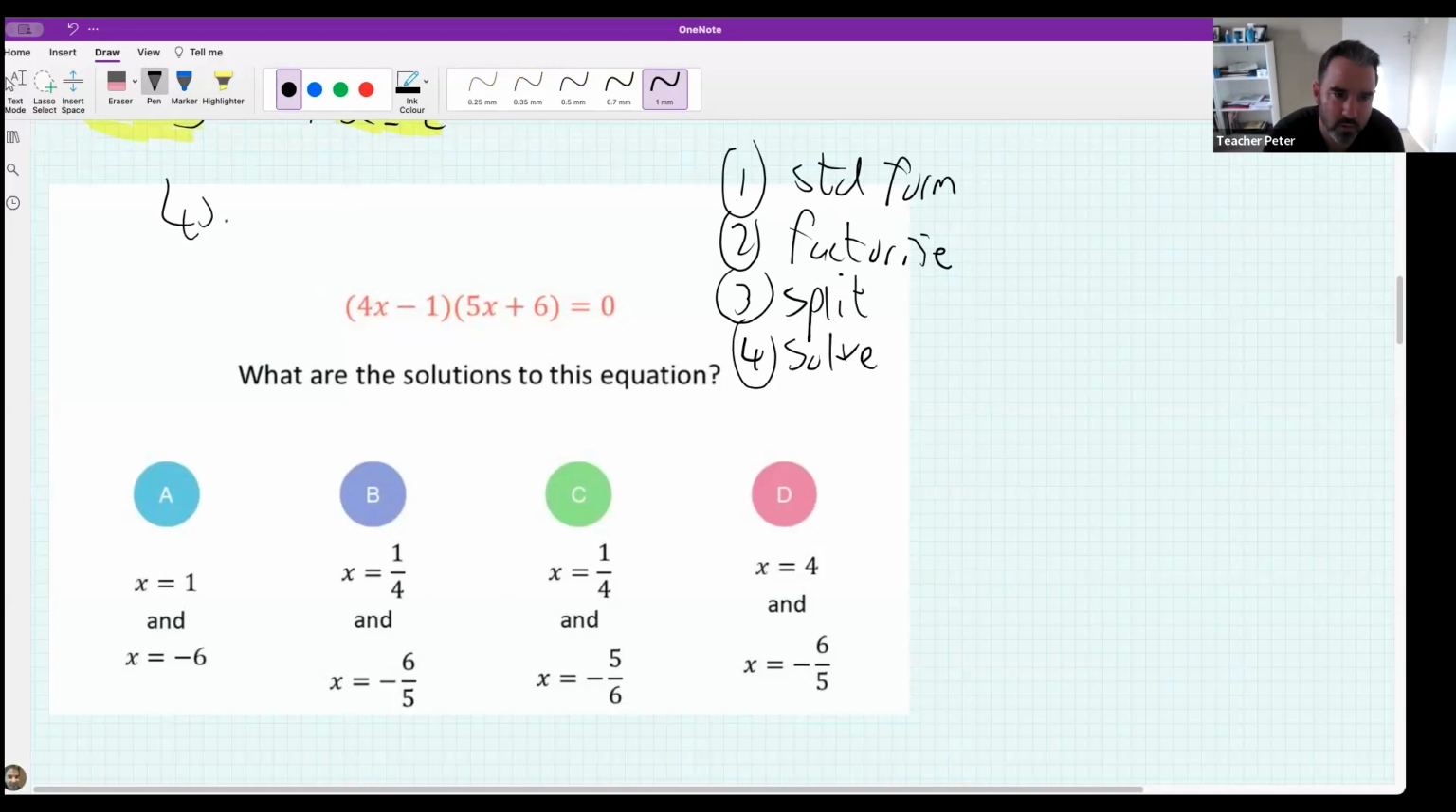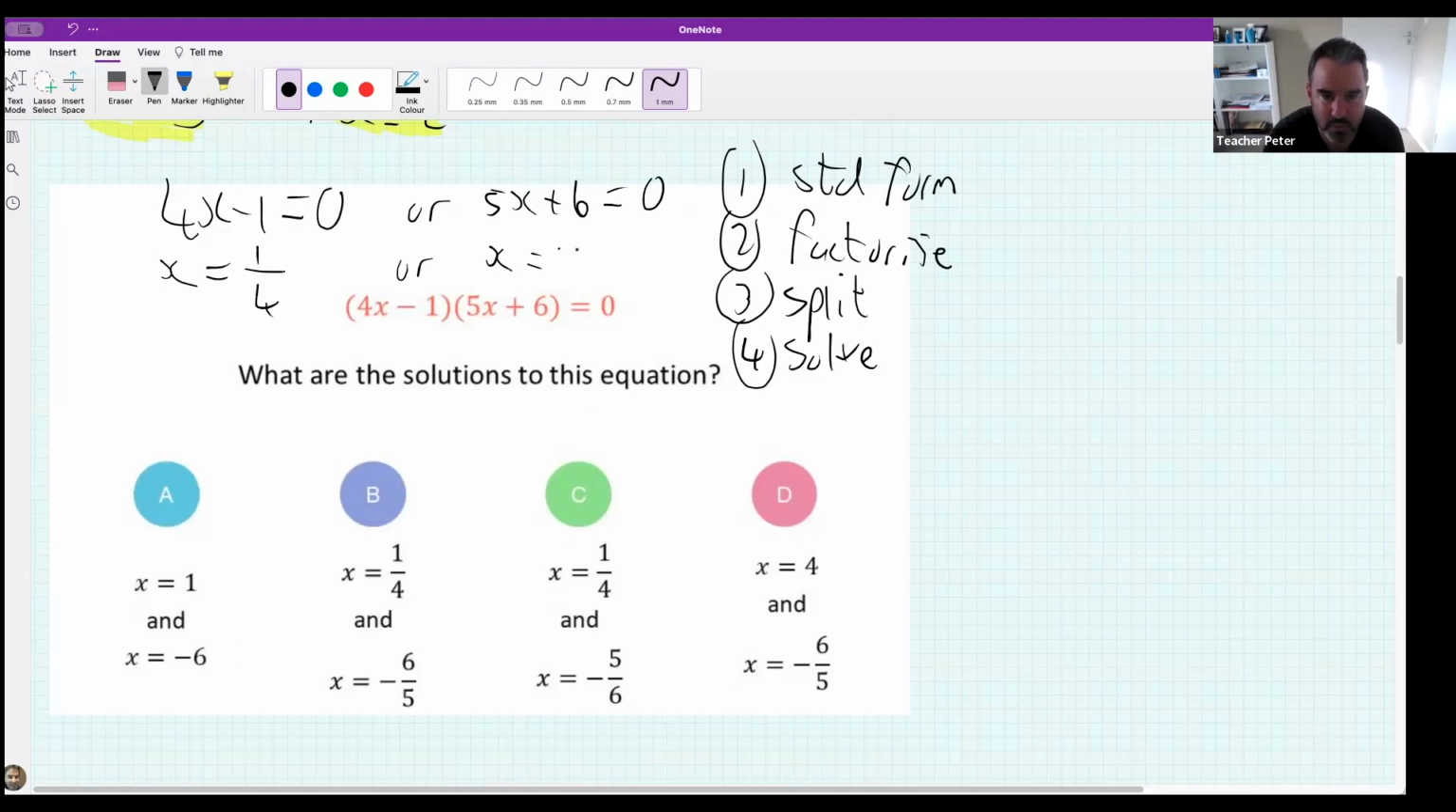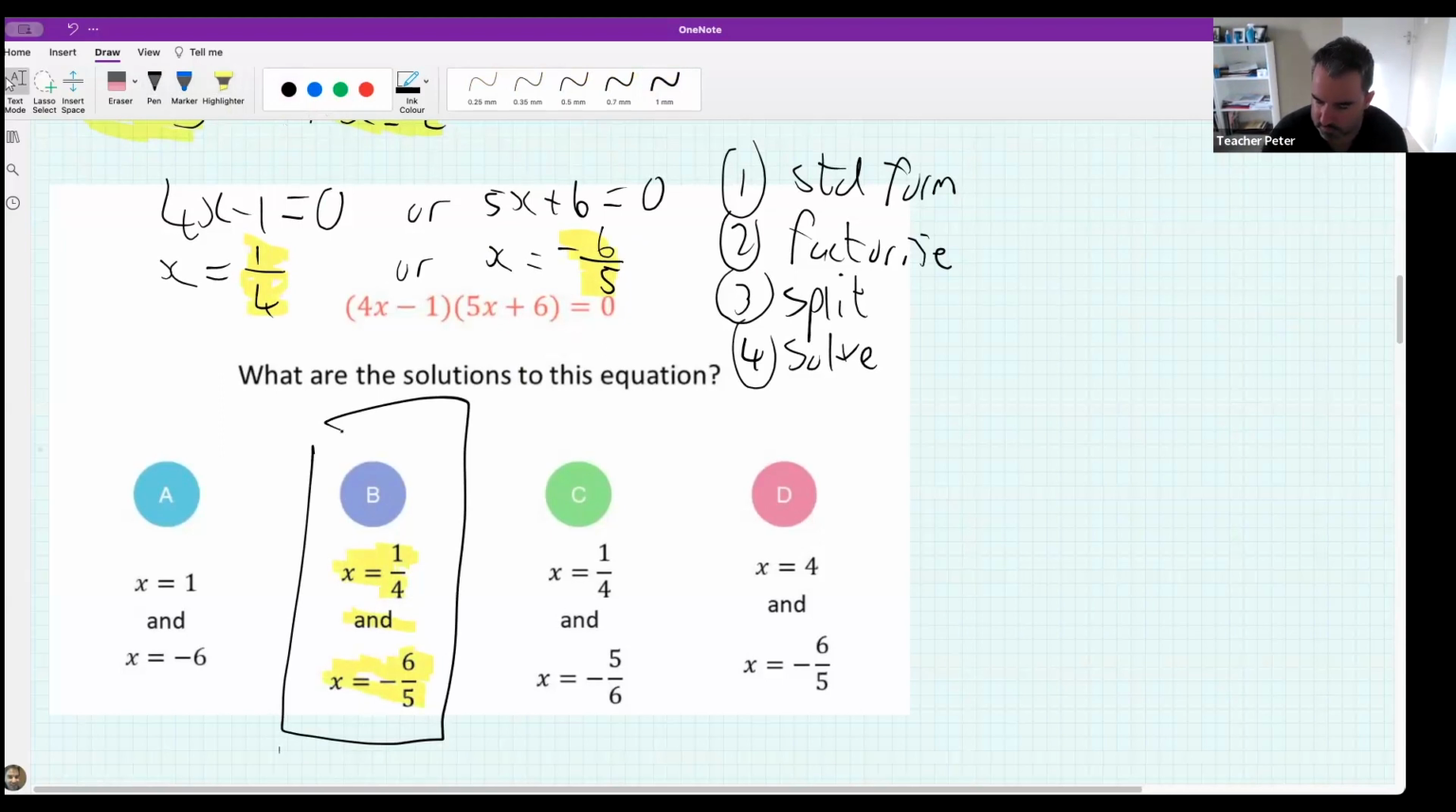So 4x minus 1 is 0, or 5x plus 6 is 0. And then if you move the 1 across, and then you divide by 4, you get x is a quarter, or you would get x is minus 6 over 5. And so those would be my two answers. Is there an option that deals with that? Yes, there is. It's going to be a quarter and minus 6 over 5. So the correct answer is B.